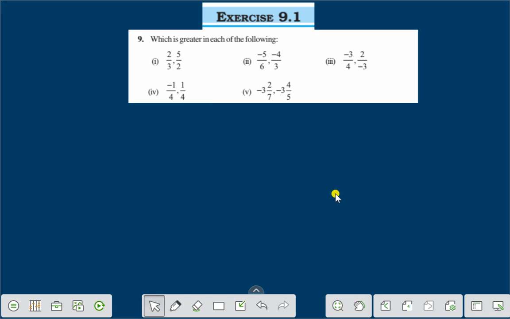Hello everyone. Today we shall discuss exercise 9.1 question number 9. Which is greater in each of the following? Number 1, 2 by 3 and 5 by 2. Let us find which one is greater.